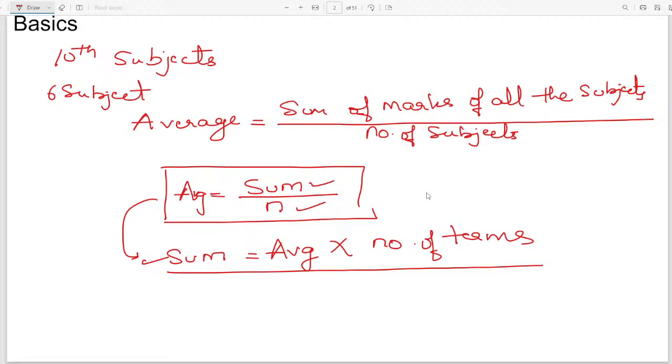If there are no more questions, we'll move to the question of the day. These two are the only formulas that you would require to solve all the questions on averages. Average is equal to the sum of the terms divided by the total number of terms, and sum is equal to the average of the terms into the number of terms. These two formulas are more than enough to solve the questions. So I hope there is no doubt in these basic concepts. We'll move to the questions then.